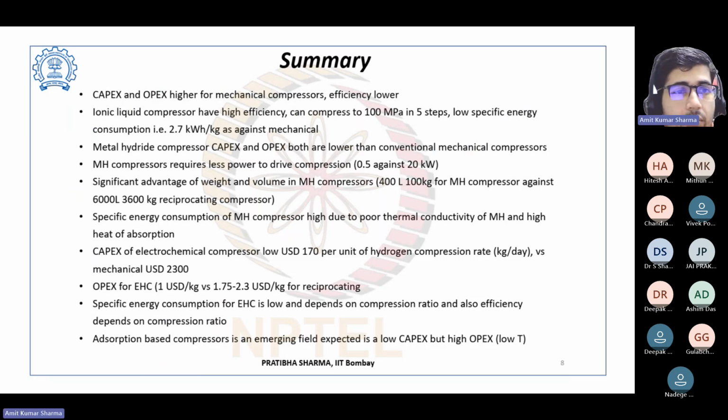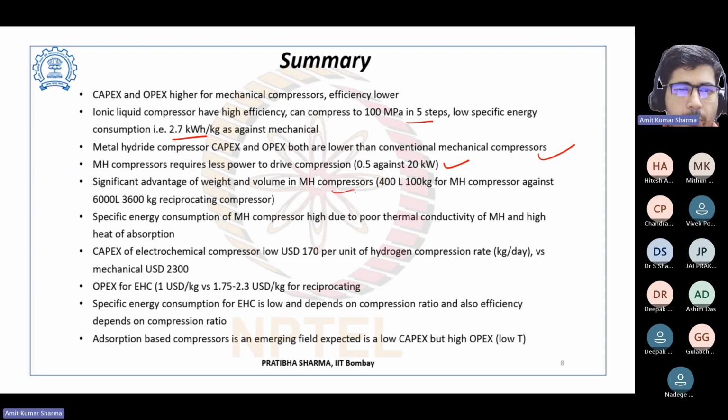So in summary, we can see the CAPEX and OPEX are higher for mechanical compressors, and efficiency is lower. Ionic liquid compressors have high efficiency, can compress to 100 MPa in 5 steps, with low specific energy consumption, 2.7 kilowatt hour per kg, as against mechanical. Metal hydride compressors' CAPEX and OPEX are both lower than the conventional mechanical compressors. Metal hydride compressors require less power to drive compression, with a significant advantage of weight and volume.